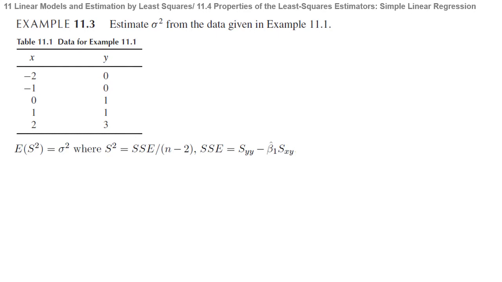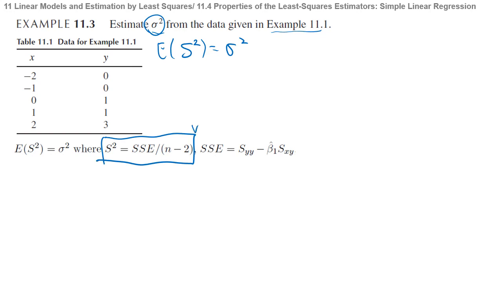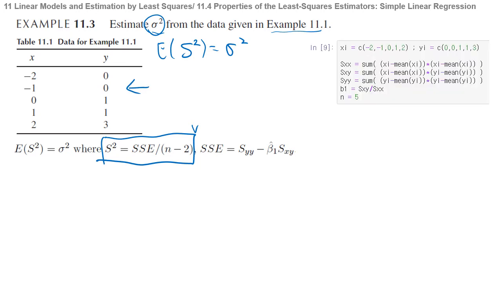Okay, let's move on to example 11.3. Estimate sigma square from the data given in example 11.1. To estimate sigma square, one good estimator would be S square because the expected value of S square is sigma square. So we are going to use S square to estimate sigma square, and to calculate S square, we can use this calculation. So from the data we can use R.